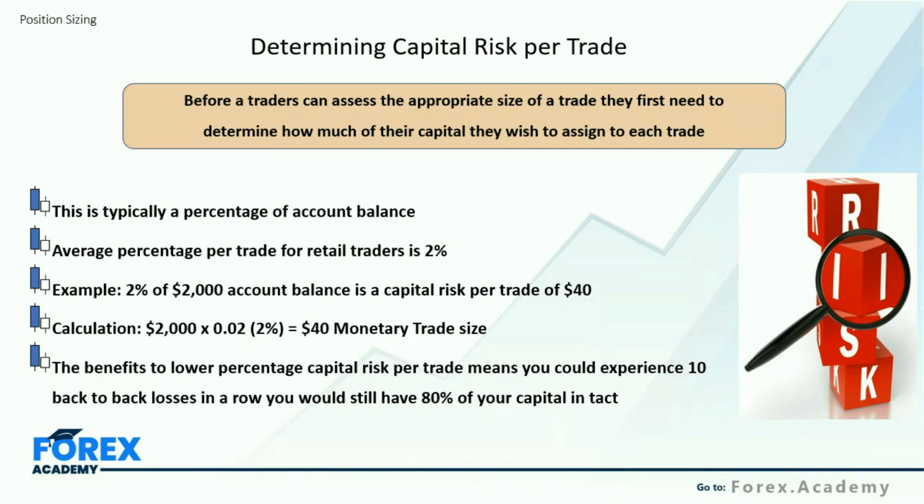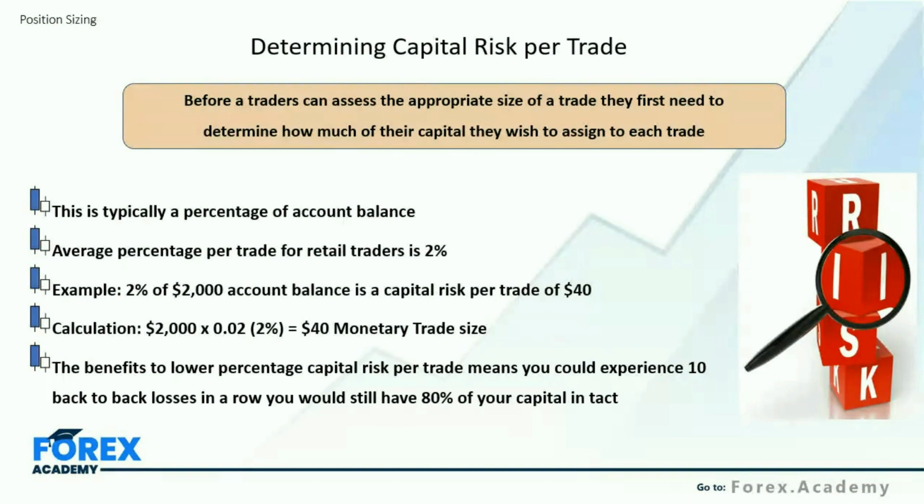So the benefit of a lower percentage risk of capital per trade simply means that you could experience, for example, 10 back-to-back losing trades in a row, and you would still have 80% of your capital intact. That is a very, very important benefit to trading at smaller percentages, rather than obviously trading at 10% per trade. With 10 back-to-back losing trades in such a situation, you'll have burned your account by that point. So it's about longevity and giving yourself every opportunity to be in the markets long enough to learn how to trade them. And to do that, it's very much advisable to trade at lower percentages of your account balance.